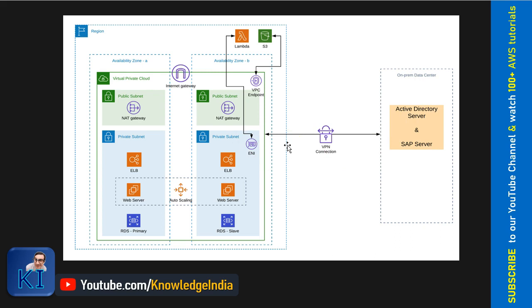Most of the organizations will have some firewall on their on-prem side, so there you need to open the firewall for the CIDR range of your VPC. You need to open it, and once it is open, your Lambda can go ahead and hit the on-prem Active Directory. It can hit on-prem SAP server, ERP, CRM, anything which you have, that is possible. So that's how you can plan any migration.